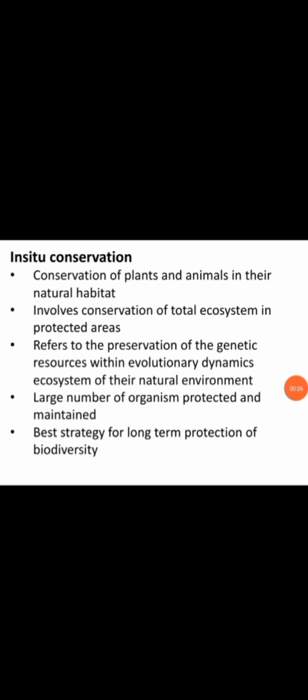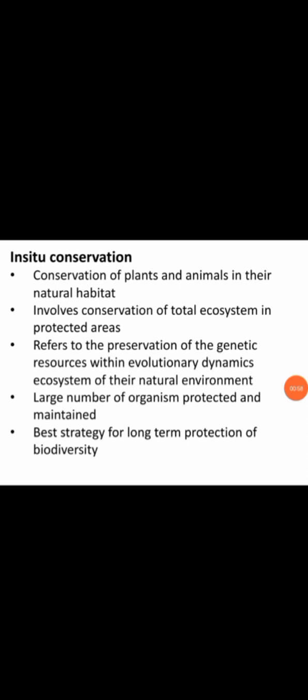In situ conservation means conservation of plants and animals in their natural habitat or environment. It involves the conservation of the total ecosystem in a protected area. Protected area means a distinct geographical region identified, managed and preserved for long-term conservation of biodiversity. It also refers to the preservation of genetic resources within the evolutionary dynamic ecosystem of their natural environment.